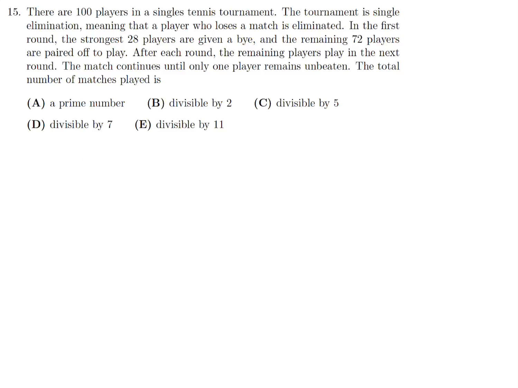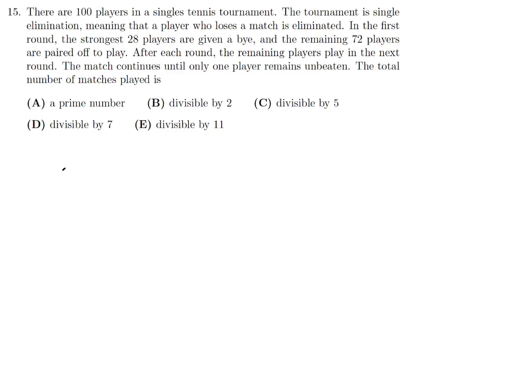There are 100 players in a singles tennis tournament. The tournament is single elimination, meaning that a player who loses a match is eliminated. In the first round, the strongest 28 players are given a bye, and the resulting 72 players are paired off to play. After each round, the remaining players play in the next round. The match continues until only one player remains unbeaten. The total number of matches played is.